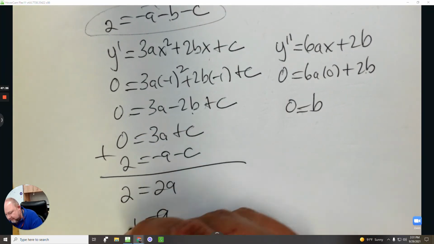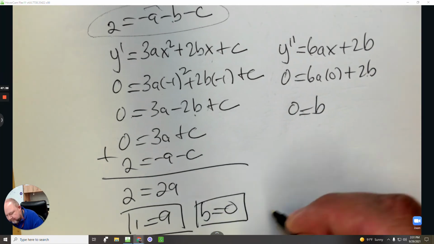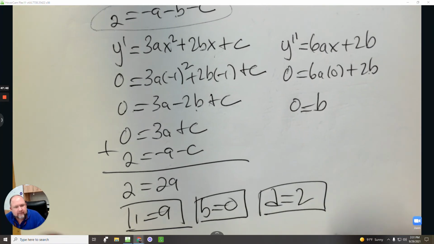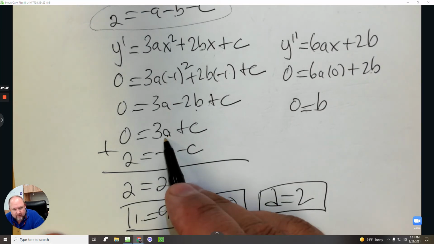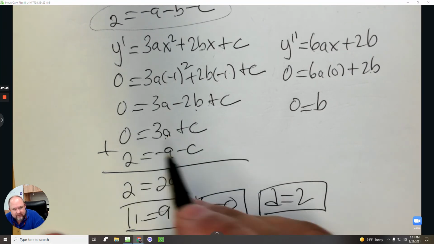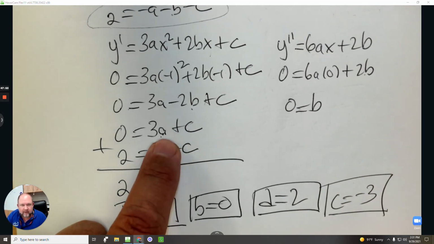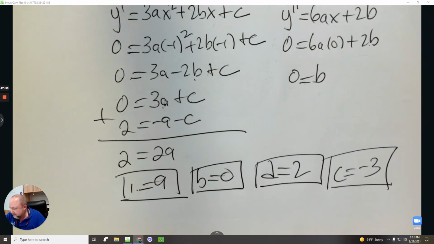So a is 1. b is 0. d is 2. What letter am I missing? c. So then we can come back here and plug in 1. And then c is -3. So if I plug in 1 for a and subtract it, c is -3, and you have your answer. 25.